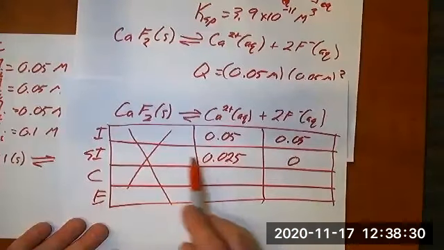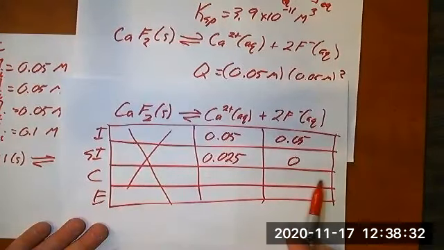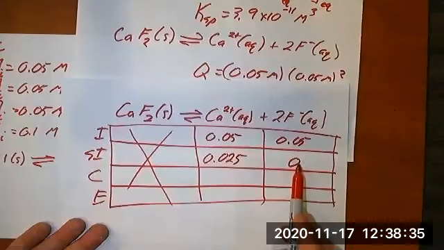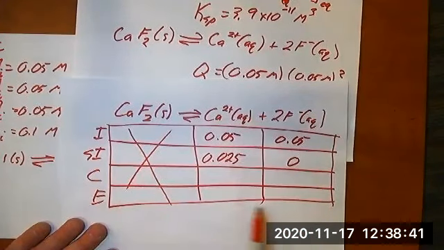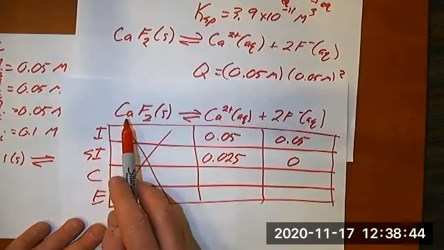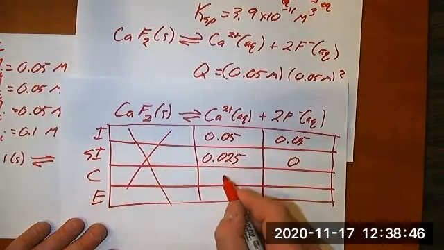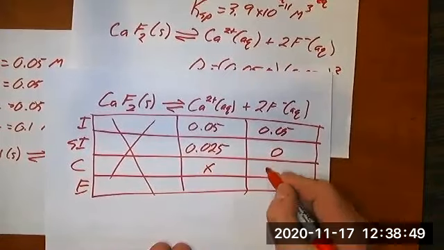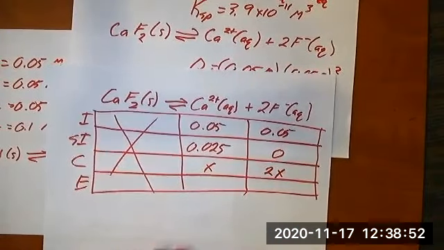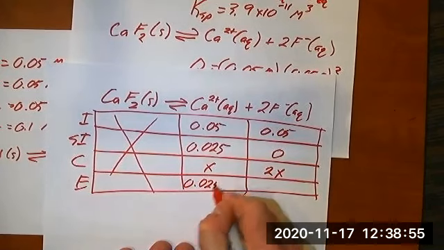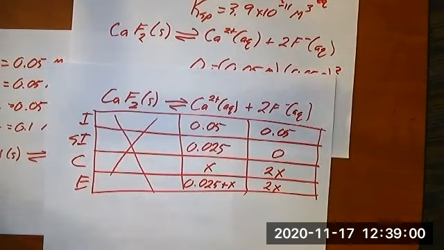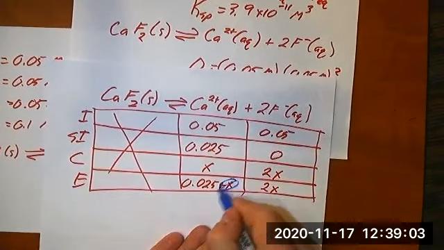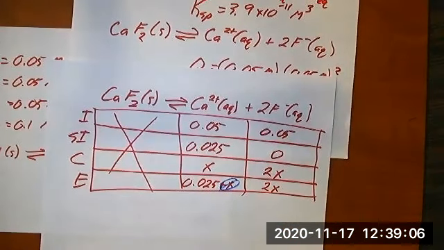So now if we look at our change line from our shifted initial, it has to be shifting to the right because we're starting with 0 fluoride under these shifted initial conditions. So for every X amount of calcium fluoride that dissolves, we get X calcium and 2X fluoride. So 0.025 plus X, and 2X. And we will assume that we can neglect that x to make the math easier, and we will double check that answer in a moment.